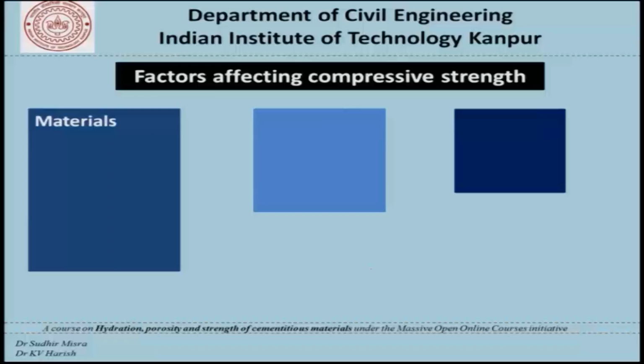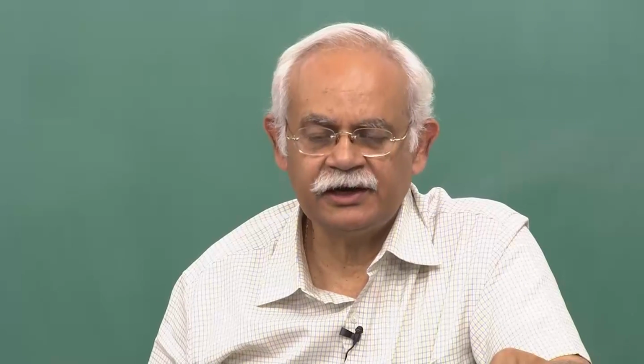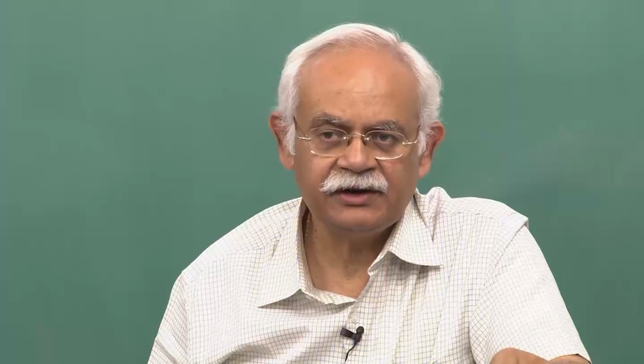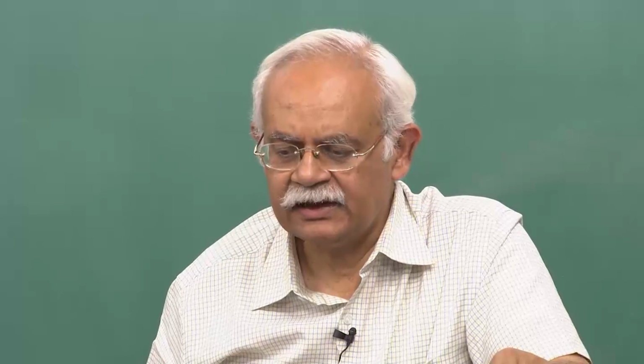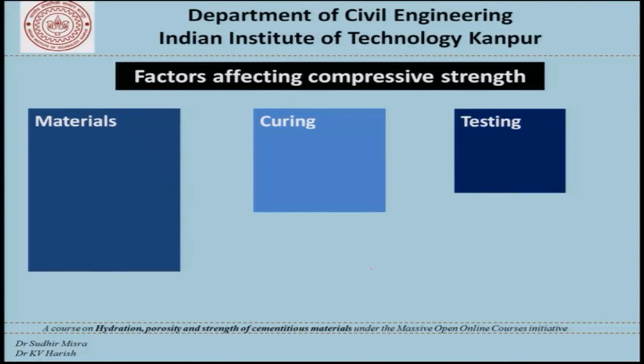We will realize that there are factors which are related to materials and their proportions, that is, the characteristics of the materials that we use for the concrete and their relative proportions. Then there are issues related to curing, or the kind of environment that we provide to the concrete in the early ages, which facilitates hydration and thereby strength development. Then there are issues which are related to testing of the concrete.